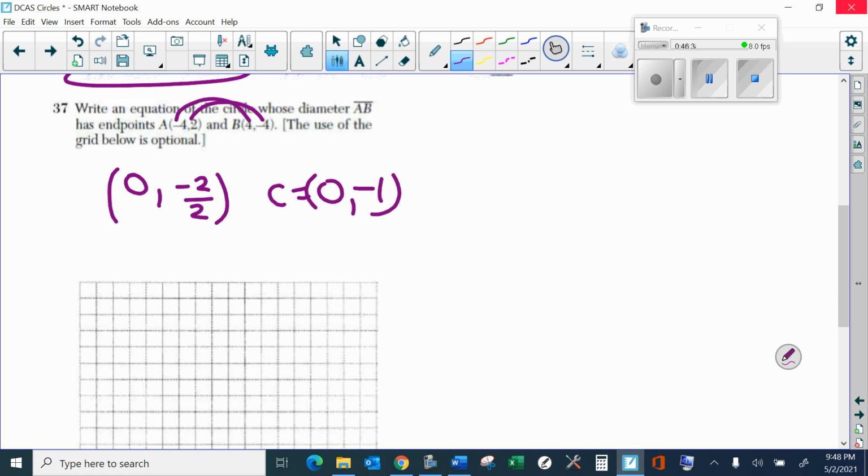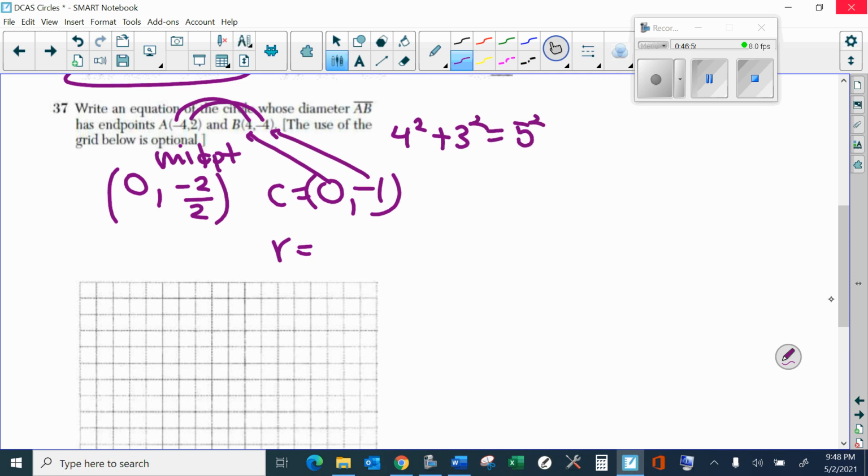That's the midpoint formula. Got to know that. Guaranteed to have to use it. Okay, and then here's one of my points on the circle, so I can get my R from how far it is from 0 to 4. That's 4. How far from -1 to -4? That's 3. That's a 3, 4, 5 Pythagorean triple. So R is 5 right there. There's our Pythagorean triples.